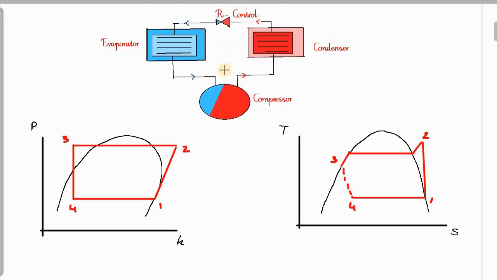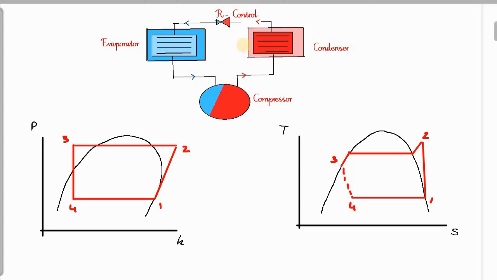In the first step, what is a compressor? The compressor is the device which sucks the low pressure refrigerant from the suction line, increases its pressure, and then discharges it to the discharge line. So the function of the compressor is to increase the pressure of the refrigerant, and when the pressure increases, the temperature of the refrigerant will automatically increase.